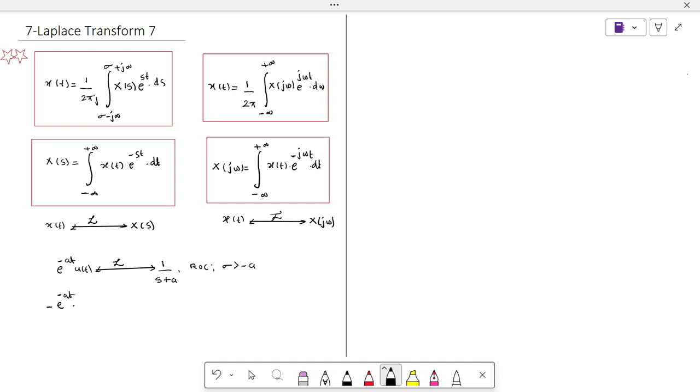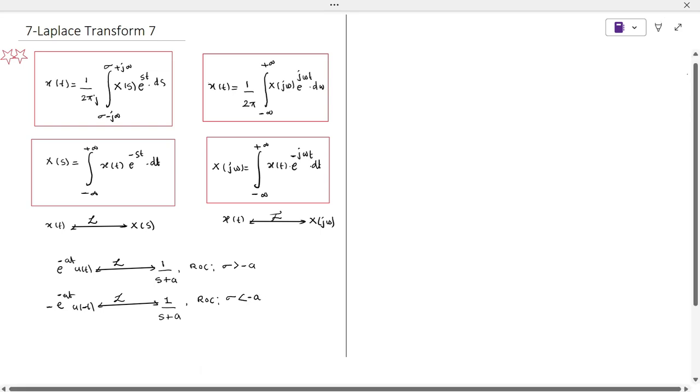Similarly, minus of e power minus at into u of minus t. This is a left sided unit step signal. So its Laplace transform: both have the same Laplace transform, 1 by s plus a. That is the important thing. But the region of convergence is different. This is left sided, so sigma less than minus a.